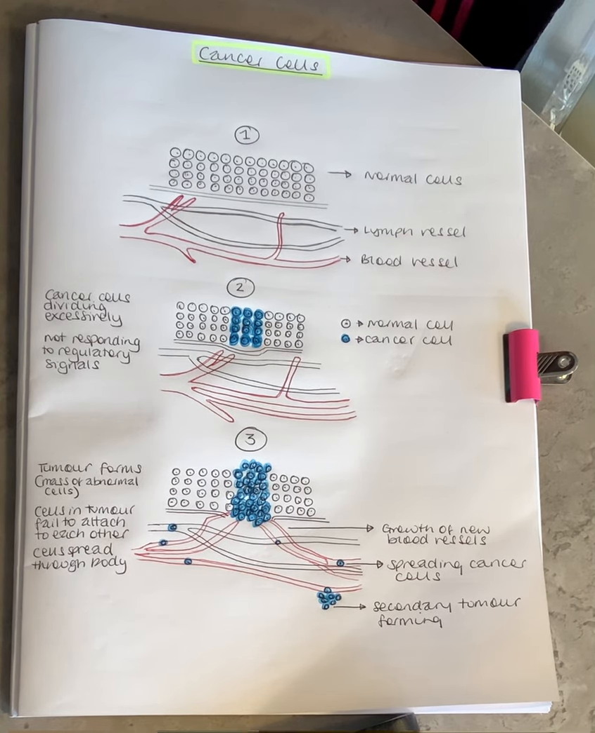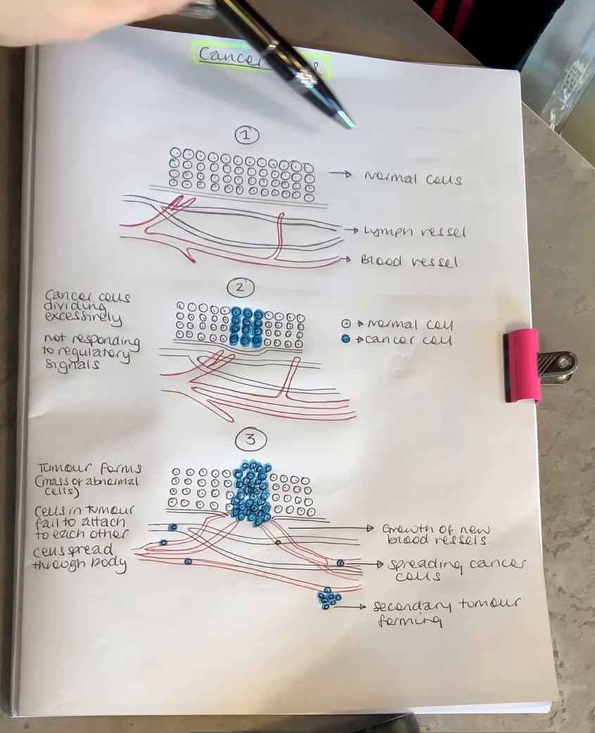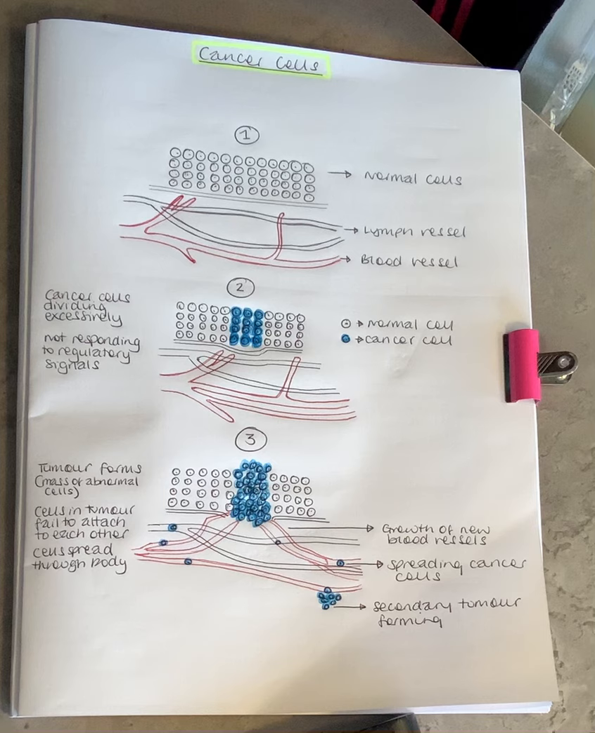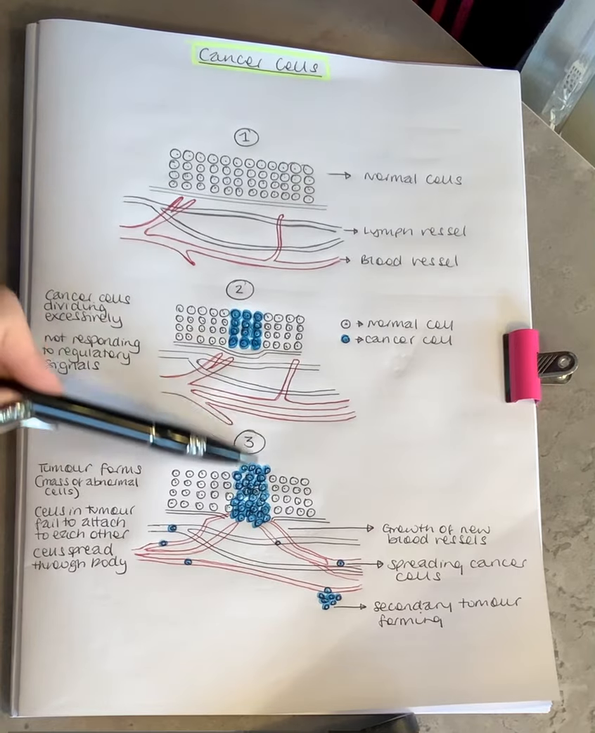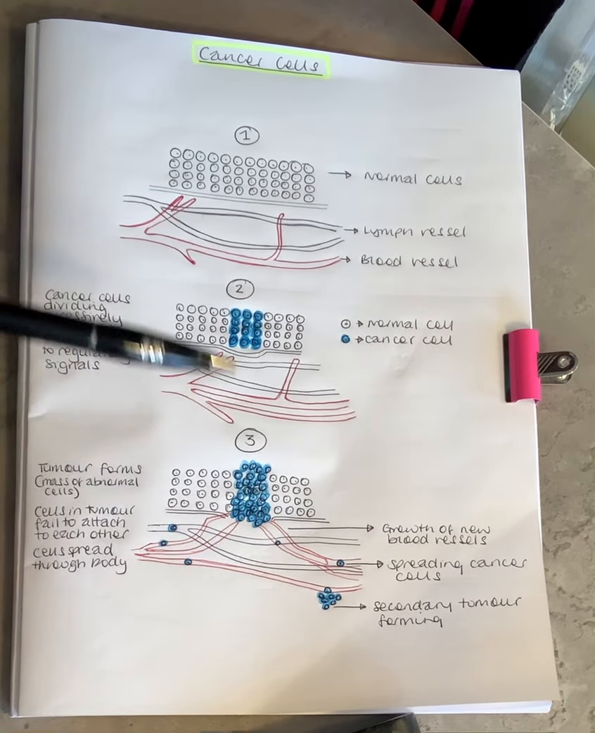So when you look at my diagrams, and again, let's just be nice and patient with Mrs. Costello, because I'm not the best artist. However, number 1, number 2, number 3. So this is our process of cancer cells spreading throughout the body.